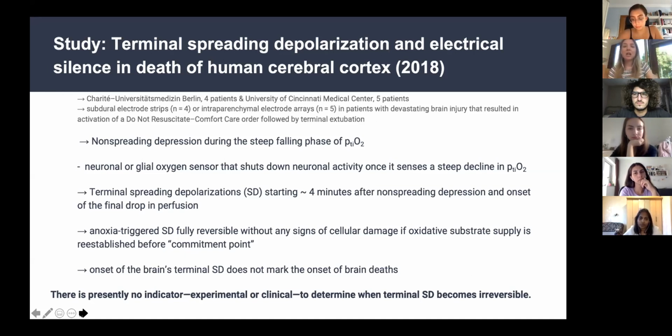So they concluded that onset of the brain's terminal SD does not mark the onset of brain death. And there's presently no indicator that can determine when terminal SD becomes irreversible. To conclude this, they didn't reach their goal to find out when restoration of function is no longer possible and therefore resuscitation can be stopped. They didn't reach that, but I think it's still really interesting what they found in the study, and it gave us more of an insight into the reactions that occur in the brain when it comes close to death or when it's dying. So yeah, that concludes my short presentation about death in the brain.